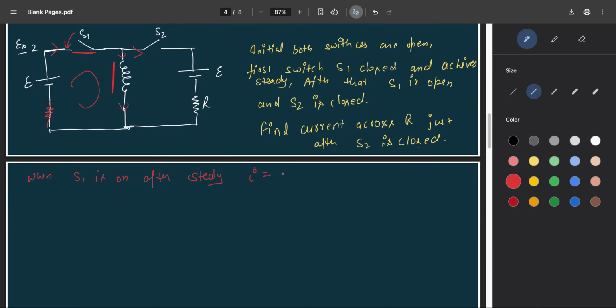Current comes out as E by R. Okay, that's the point. It means the current flowing in this is E by R. Okay, this is I. Now what happened? You just turned it off.